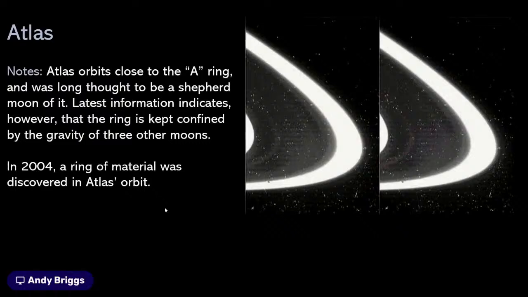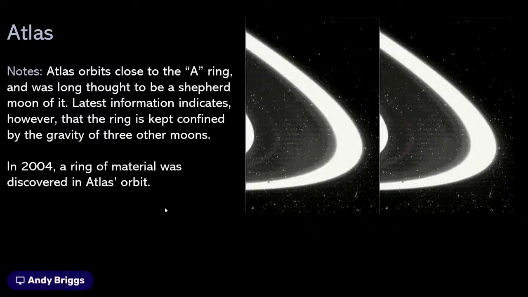For a long time, Atlas was thought to be shepherding the A ring to make it keep its shape, but it's now thought that it isn't actually a shepherd of the A ring at all. The latest information indicates that the ring is kept within its limits by the action of three other moons, Prometheus, Janus, and another one I can't remember. So Atlas is not actually a shepherd moon.